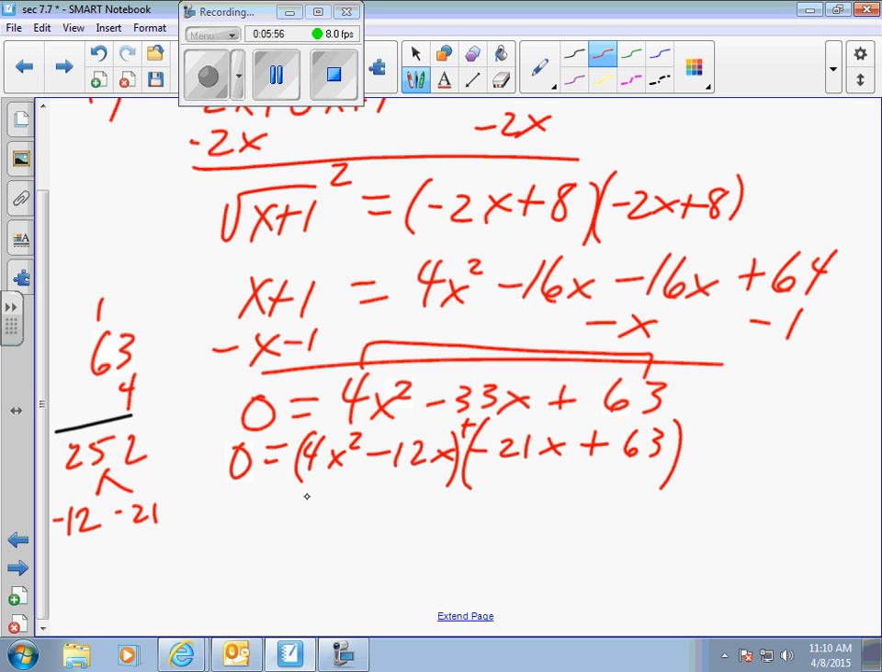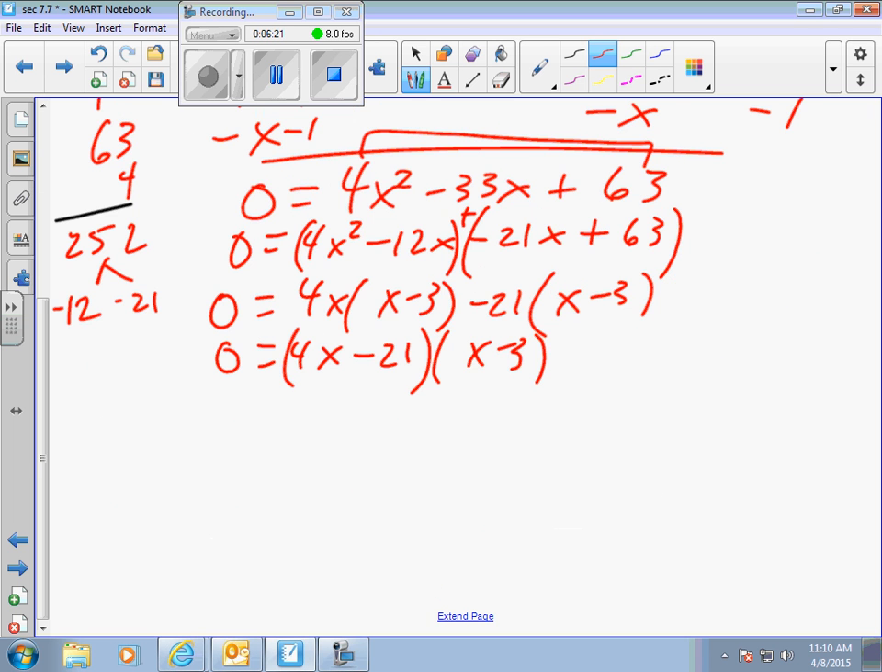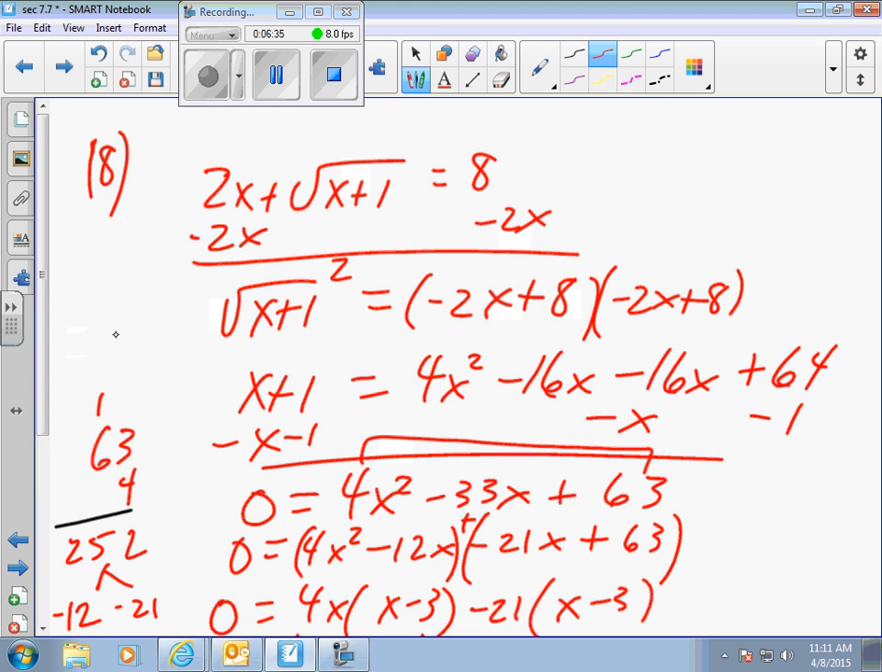And first one, I'm going to factor out a 4x, leaving me with x minus 3. The second one looks like I can pull out a negative 21, leaving me with an x minus 3. And so I get 4x minus 21, oops, not 12, 21, and x minus 3. So my two zeros are going to be 21 fourths and 3. Well, the next thing that we have to do is we have to plug this back into the original to see if it's an extraneous root.